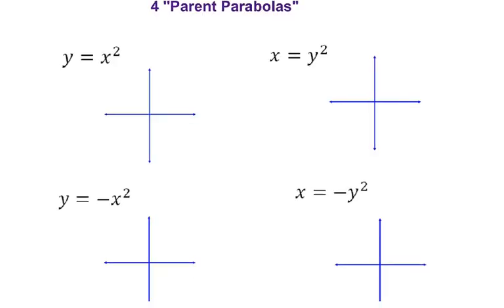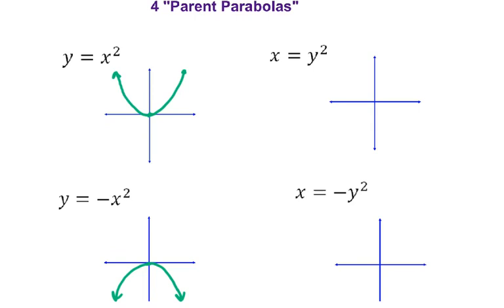Parent parabolas. Parent parabolas are parabolas that have their vertex at the origin. The parent parabola that we've mostly looked at has been y equals x squared. It has the vertex at the origin, and it opens up. Y equals negative x squared also has the vertex at the origin, but it opens down due to the leading negative coefficient. X equals y squared and x equals negative y squared are not functions. They would not pass the vertical line test, but they can be graphed.